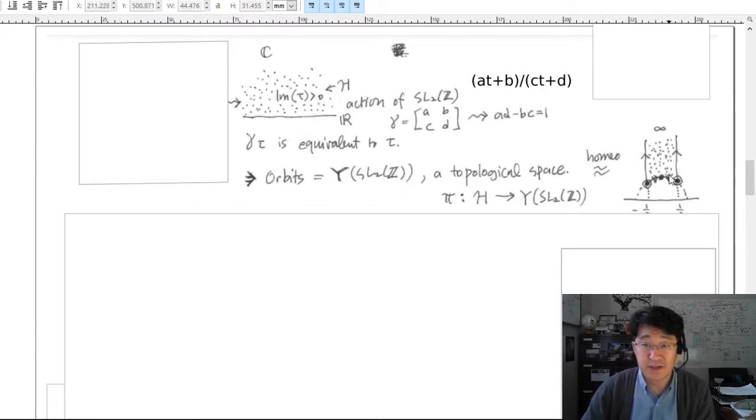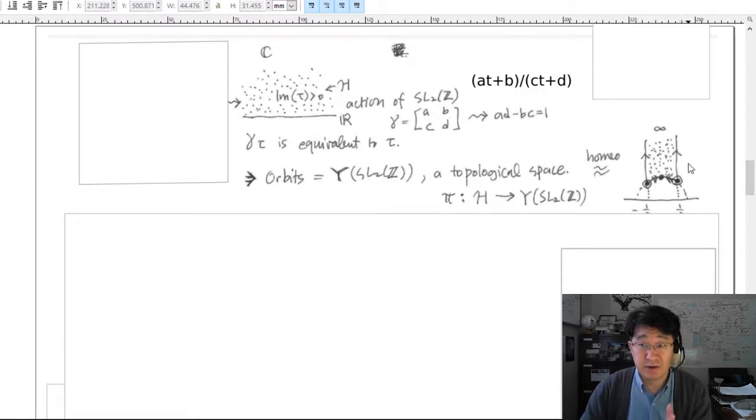So it's one-to-one. And this natural continuous map created by this action preserves the homeomorphism for the interior.